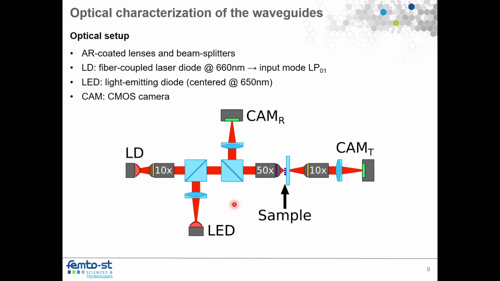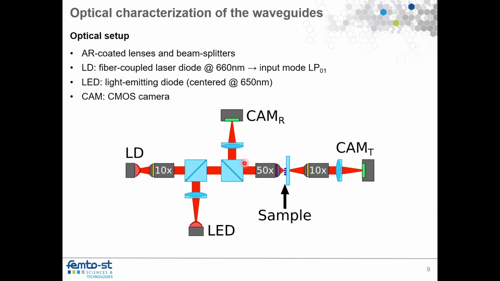I show very briefly here the optical characterization setup sketch. We illuminate with a laser, in this case a 660 nanometer laser. That's why I also showed before the properties of a 630 HP fiber. We use an LED to illuminate with white light and take these optical microscope images of the printed sample.